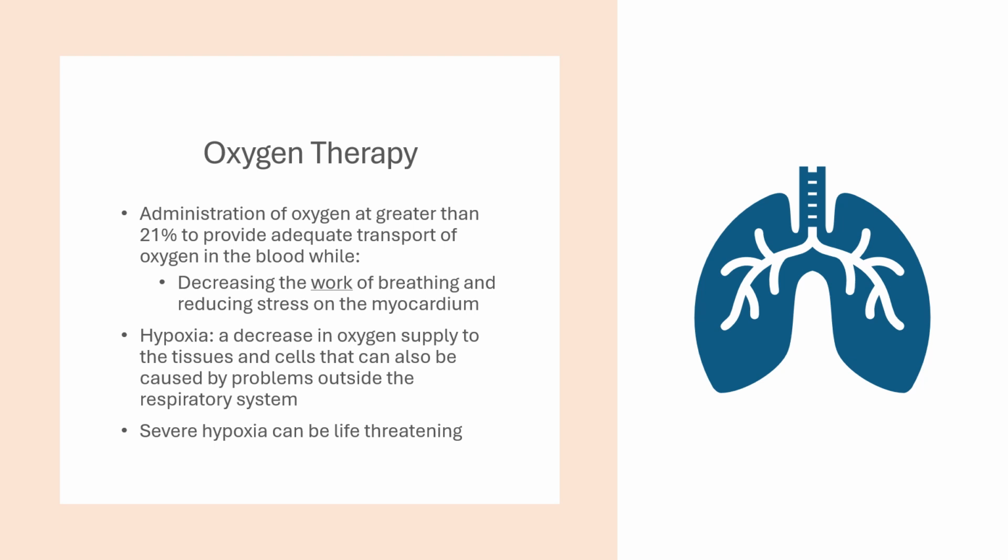And that comes back to, remember what I told you guys about erythropoietin, bone marrow, everything like that. Well, the kidneys are going to stimulate erythropoietin to release, cause the bone marrow to release red blood cells, but my heart still pumps it. So my heart's going to also increase. Our entire body works together, and you just need to start seeing how it all works together. Hypoxia is just that decrease in oxygen supply to tissues and cells and can also be caused by problems outside the respiratory system. Severe hypoxia can be life-threatening.